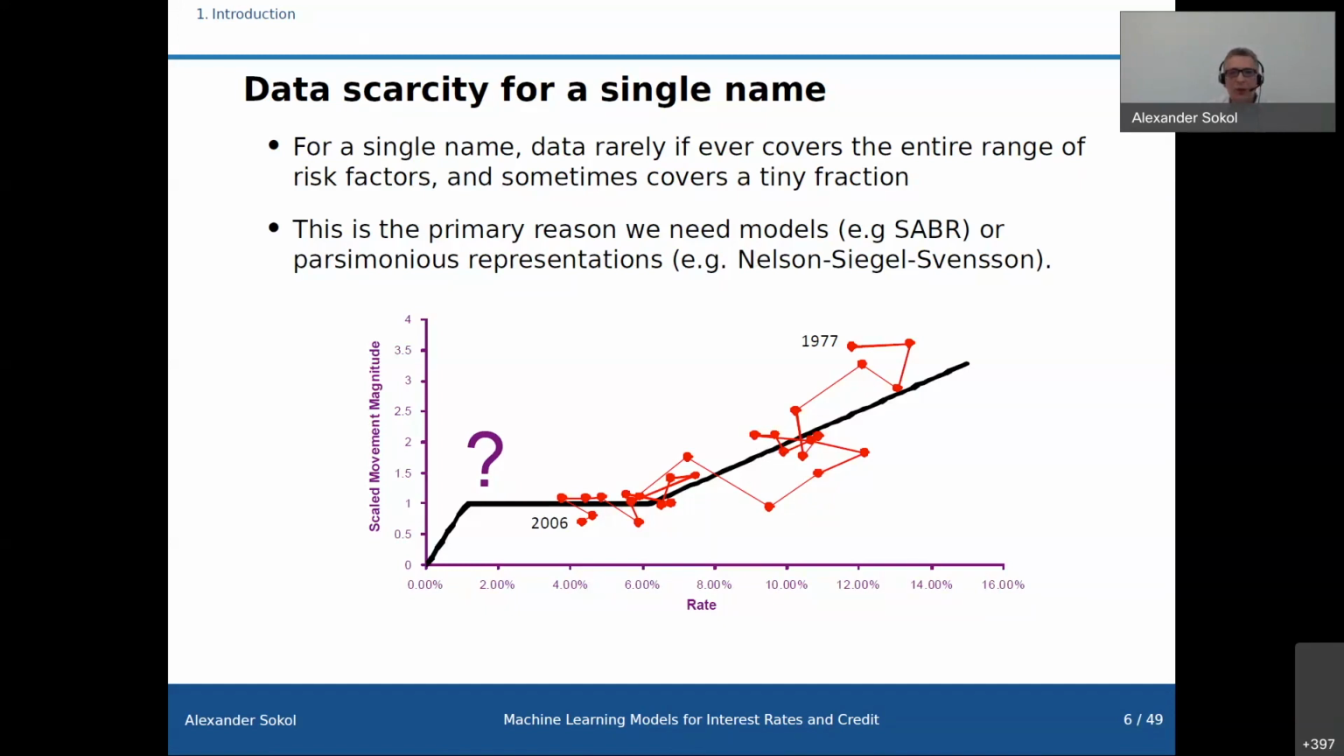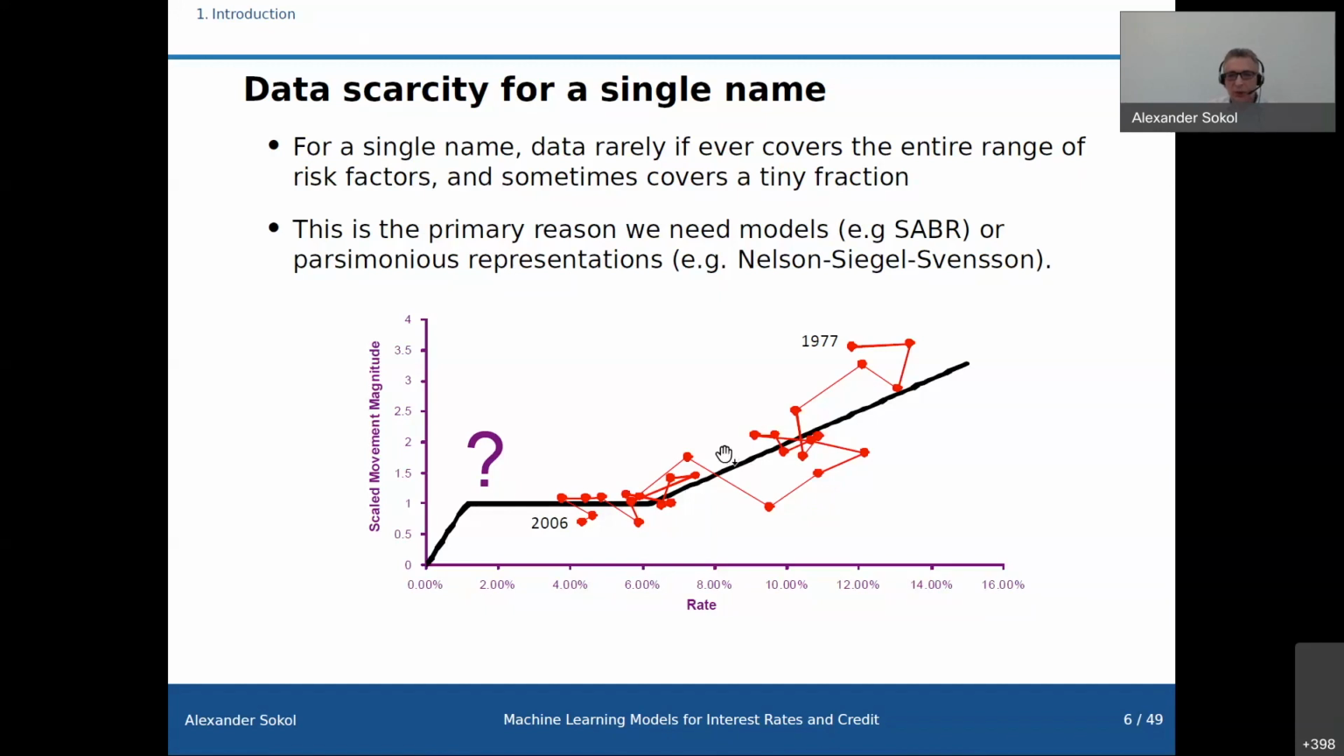And in fact, this is the primary reason why we need models, because if we had plenty of data for a single name covering the entire range of risk factors, we would be able to use interpolation and we would not need the model. We do need the model because of data scarcity. Right, so let me give you an example.